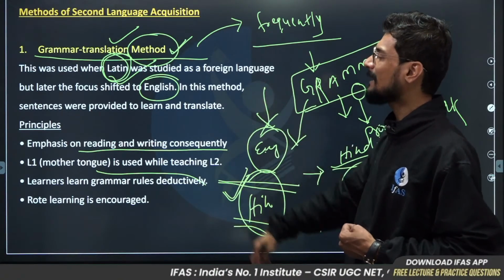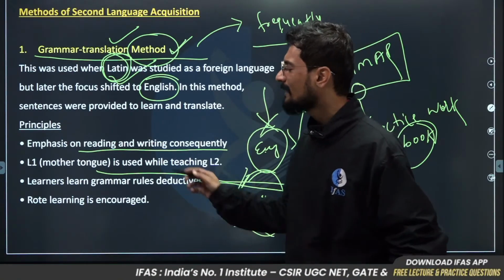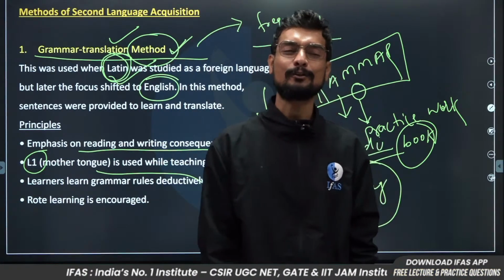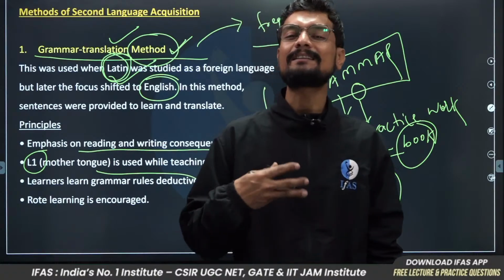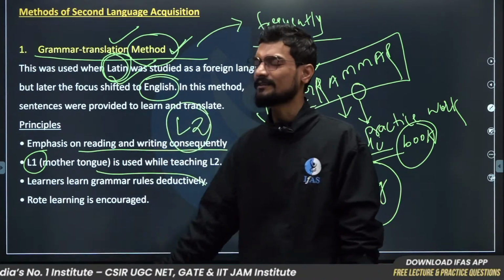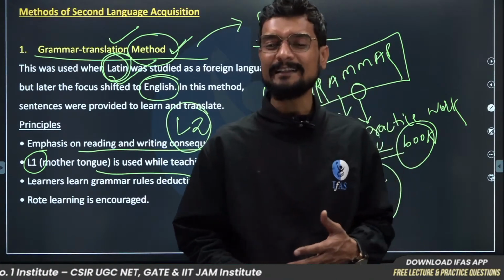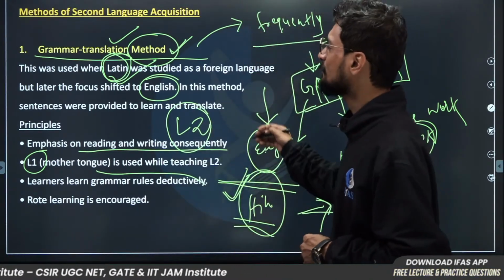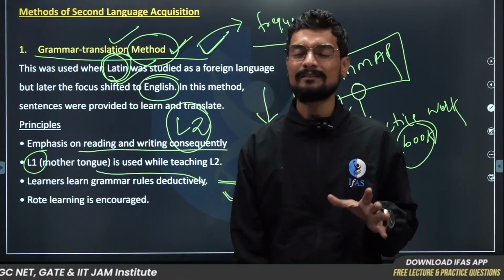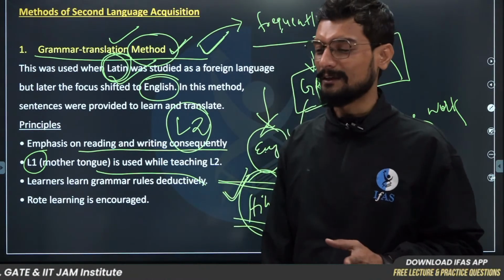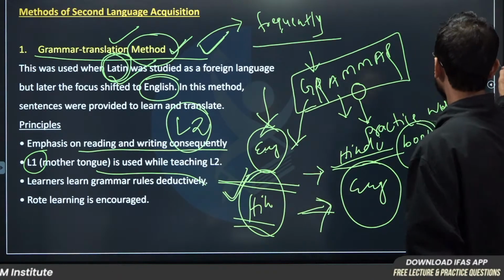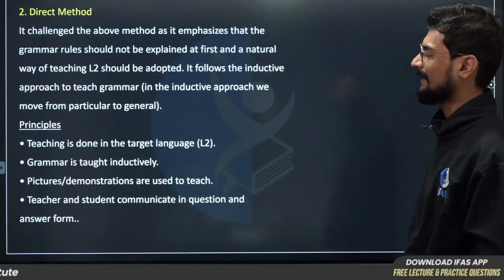So this is the grammar translation method, where L1 is the key factor, and the L2 is the target language. Okay, so L2 is the target language, where you try to understand through reading, through writing, through practicing. So you definitely need to understand these concepts, because it was previously asked in your examination. Clear? Clear, everyone?